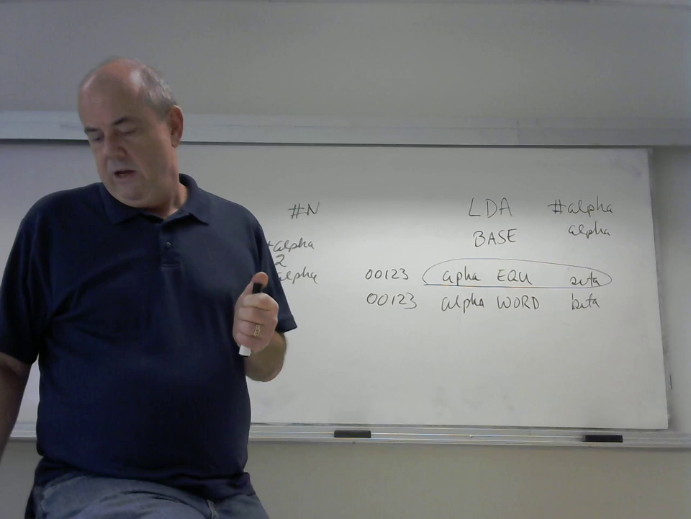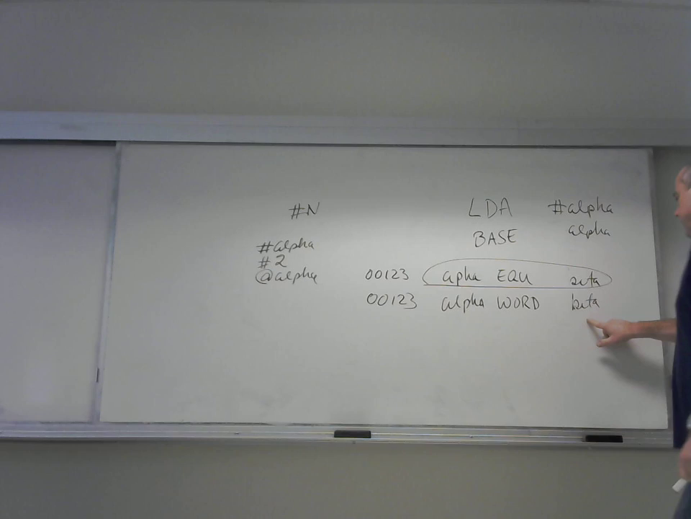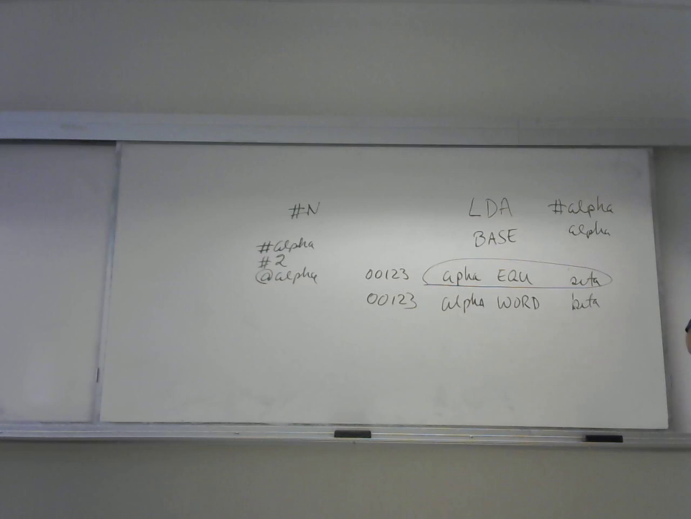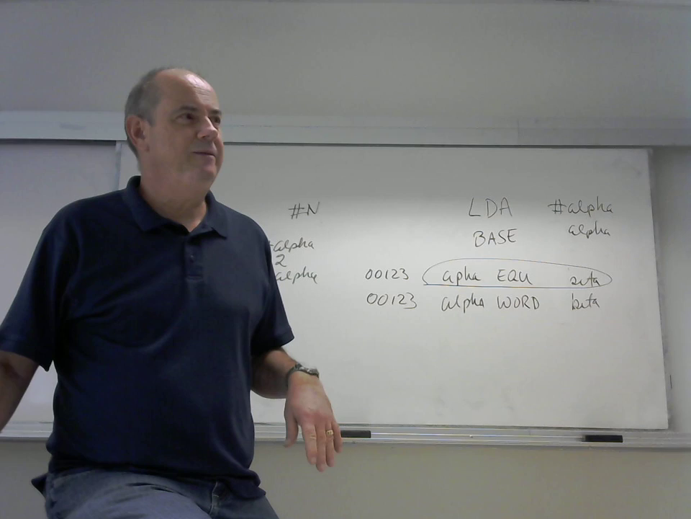So the assembler directives don't have those. What could I put in front of beta here that makes any sense? Alpha word beta. Nothing. There's nothing you can put in front of this if it's not applicable. Only machine instructions: LDA, LDB, whatever it might be. That's where the addressing mode is applicable. Does that kind of make sense? You with me? Okay.